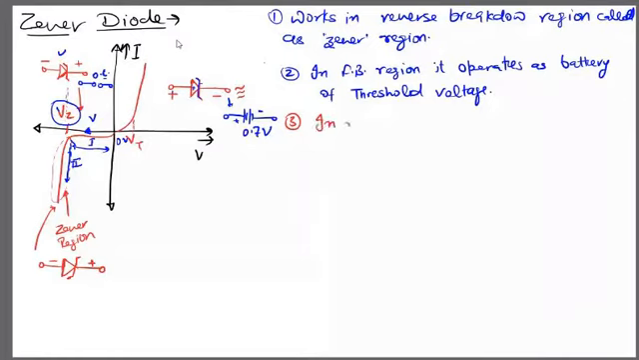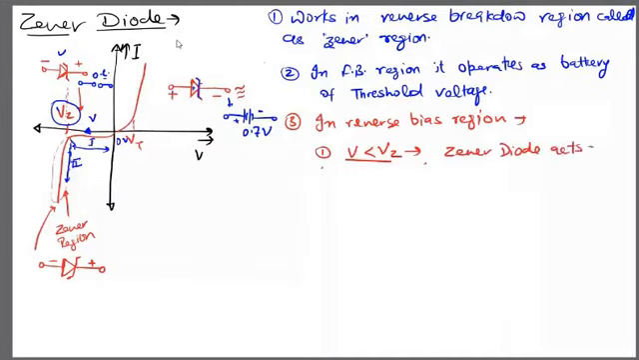In reverse bias, what is happening? In the reverse bias region, first case: when the applied voltage V is less than Vz, the Zener diode acts as an open circuit.